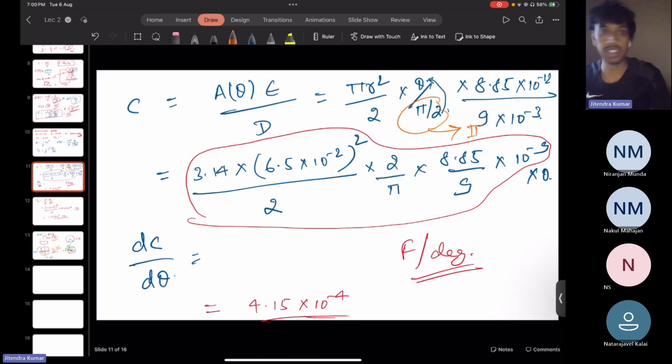In circle, you will have to take till 2 pi.